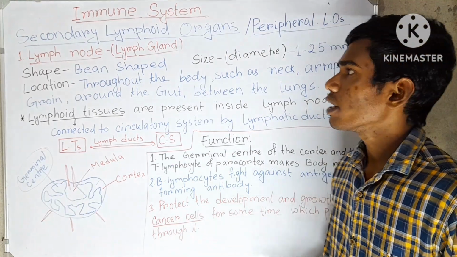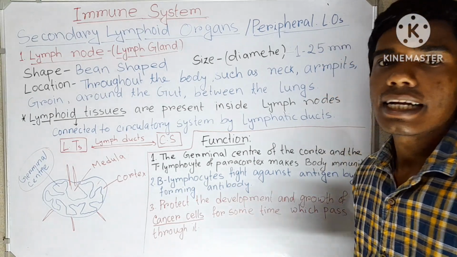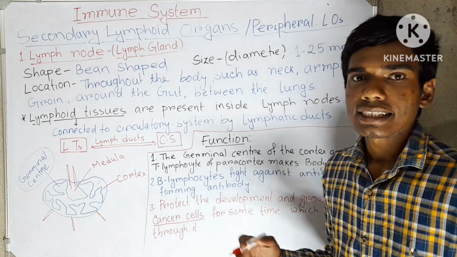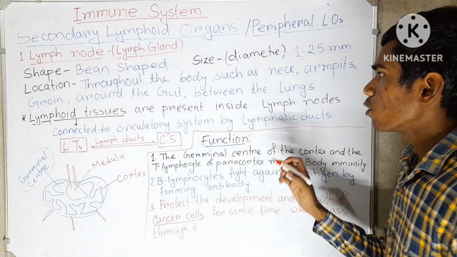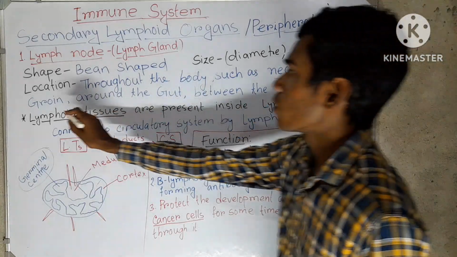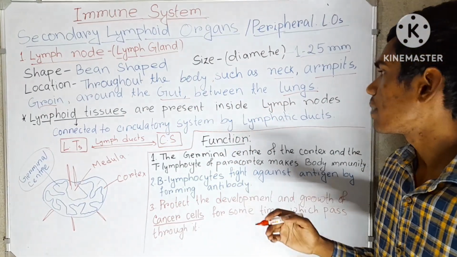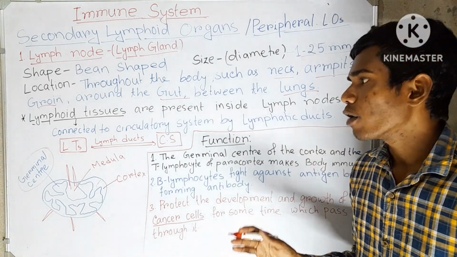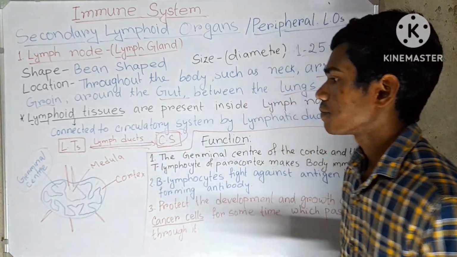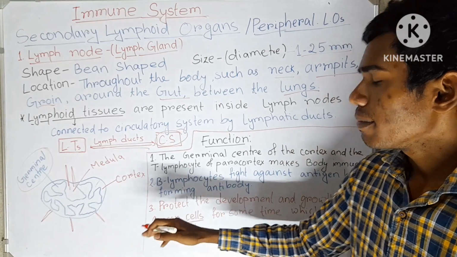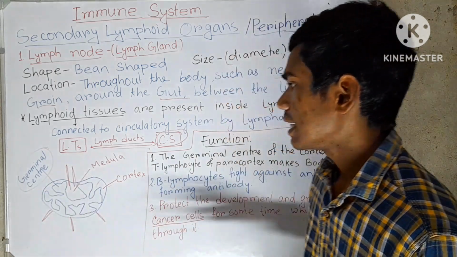One of the most important secondary lymphoid organs is the lymph node or the lymph glands. It is bean shaped and its size is 1 to 25 millimeters in diameter. It is located throughout the body, such as neck, armpits, groin, around the gut and between the lungs. The lymphoid tissues are present inside the lymph nodes. These lymphoid tissues are connected to the circulatory system by lymph ducts. This is the figure of the lymph node. In this, cortex, medulla, and germinal center are present.